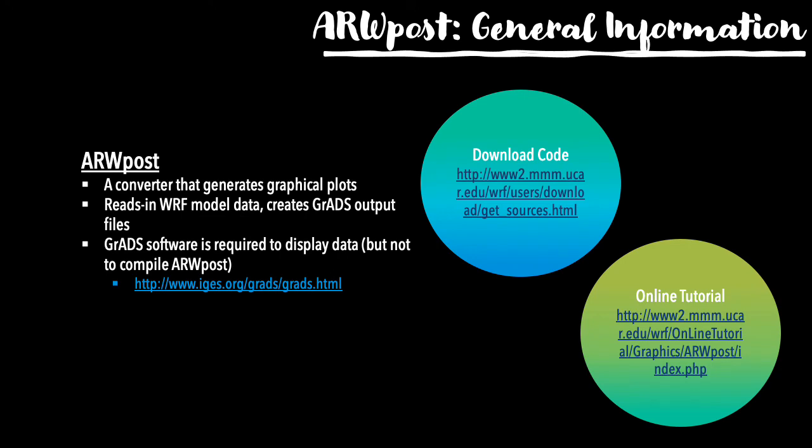ARW Post is actually the converter, not the post processor. It reads in the WRF output, does its converting, and then outputs in GRADS readable formatted files. If you want to actually display the data, you will need to use GRADS to do so. But you don't need GRADS for compiling ARW Post. You can compile it separately.